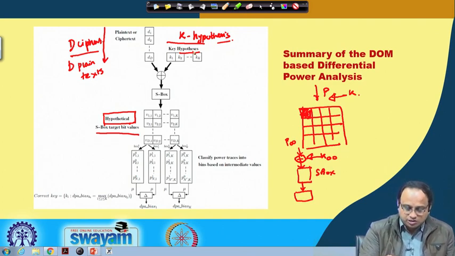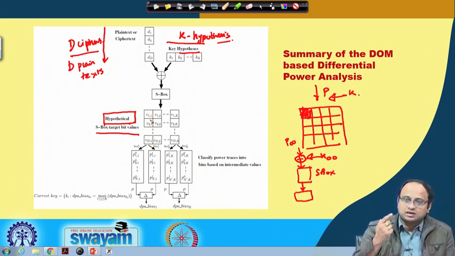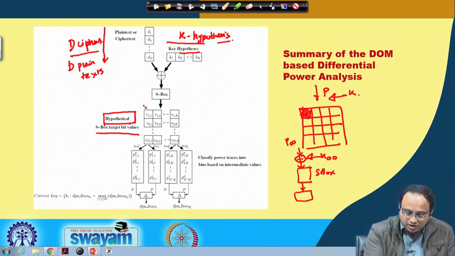So here you observe that for all the D values, we have basically guessed the key, and how many guesses do I have? I have K guesses. So I have K guesses here, which stand for the columns, and the rows stand for all the d observations that I do.